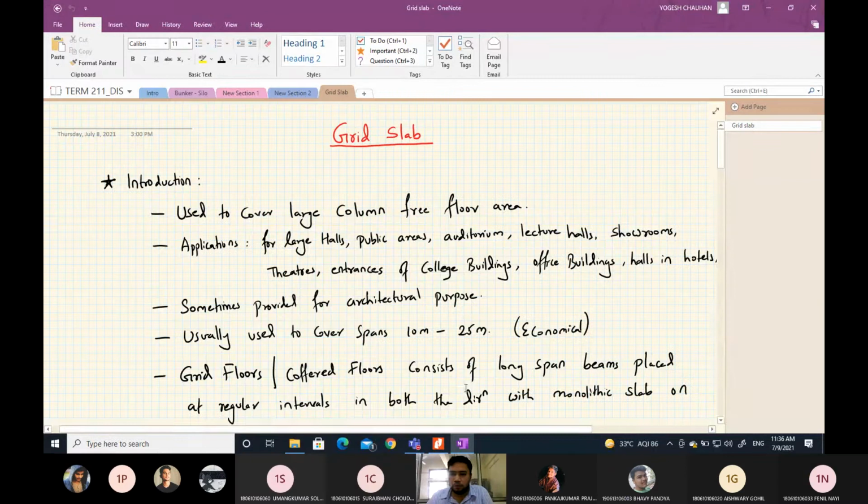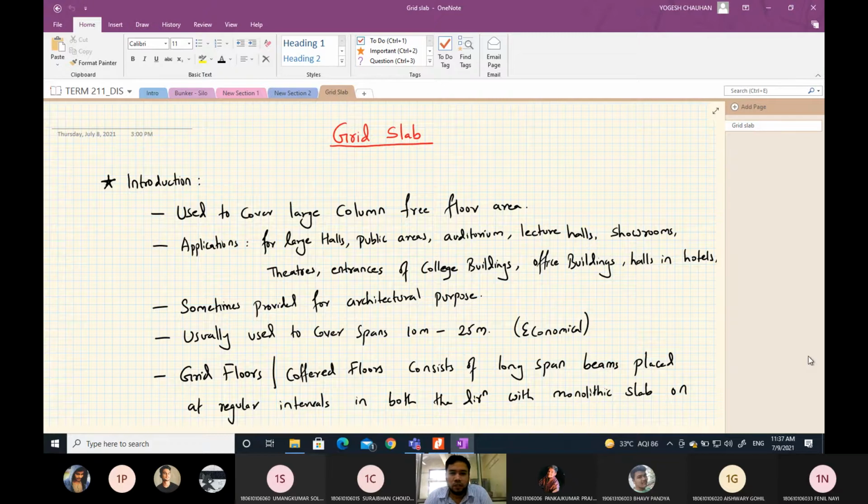So, in the previous class, we started with grid slabs. Grid slabs are used to cover large floor areas. They are one of the alternatives to cover large column-free floor areas. In the previous course, we studied the design of flat slabs, which are also one of the alternatives to cover large column-free floor areas.